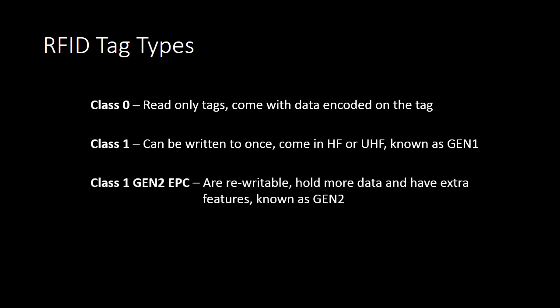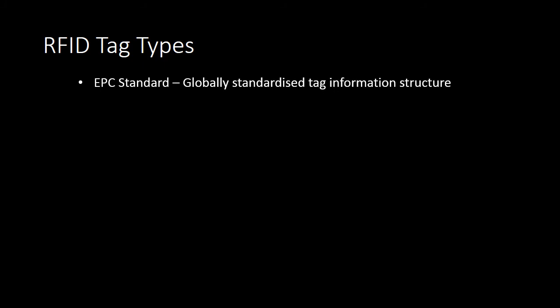Class 1, Gen 2 EPC. These are the latest type of UHF tag and are being widely adopted. They are generally referred to as Gen 2. They are rewritable, are 96 bits long or more, and have features such as lock after write and CRC checksum. An electronic product code, EPC, is a standard which aims to create a global standard for RFID tags.